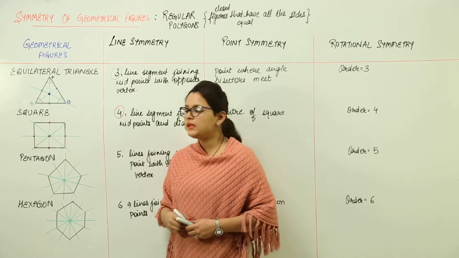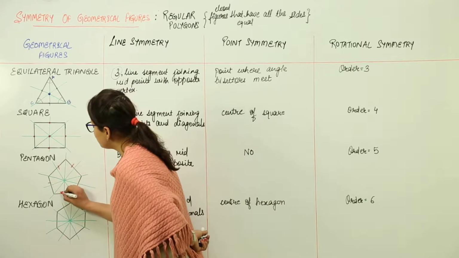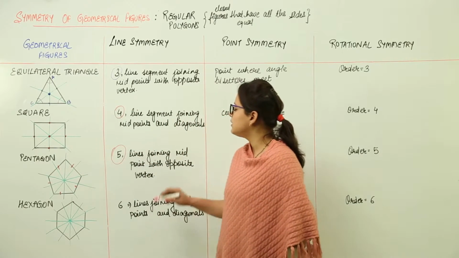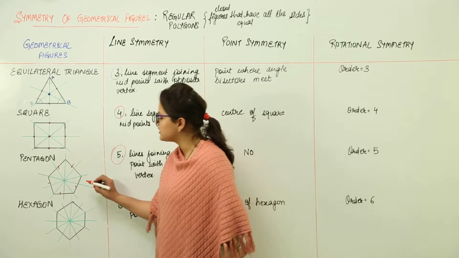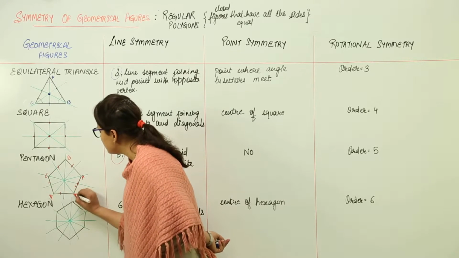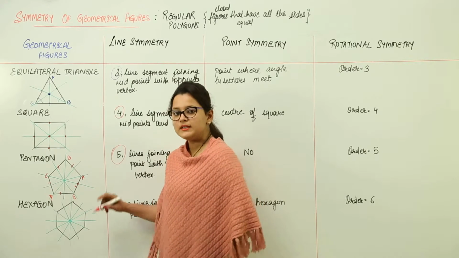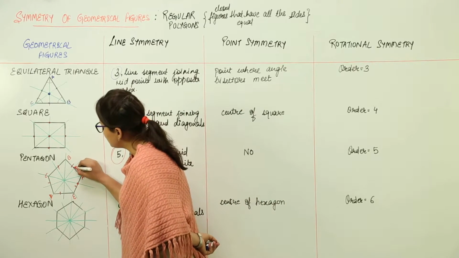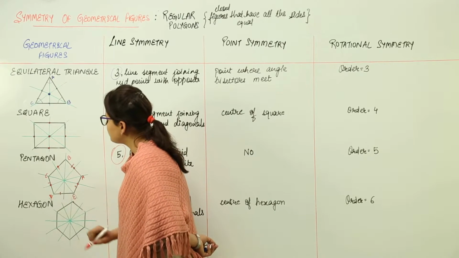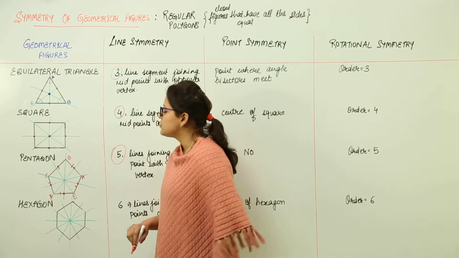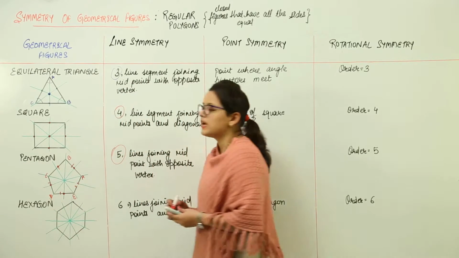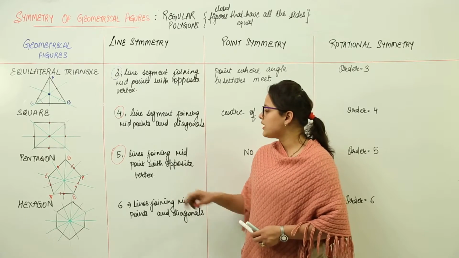Next we have the pentagon. A pentagon has all the 5 sides equal to each other, right? So what will be the line symmetry? It has 5 lines of symmetry. The lines are joining midpoints with the opposite vertex. Let us name it first, A, B, C, D, E. Now it has 5 equal sides. Let us find out the midpoint. This is the midpoint of AE, this is the midpoint of AB, midpoint of BC, midpoint of CD, and midpoint of DE. So the lines joining midpoint with the opposite vertex are the lines of symmetry for a pentagon. So it has 5 lines of symmetry.